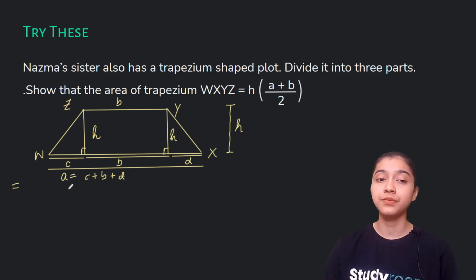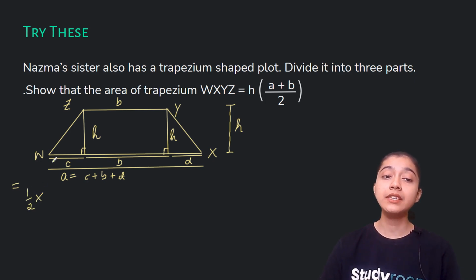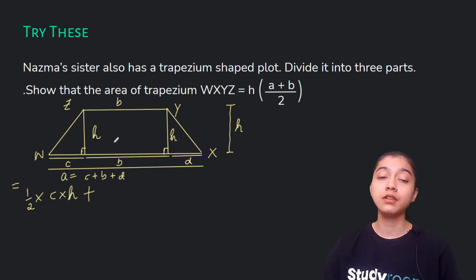area of the trapezium. So first of all, the area of the trapezium will be equal to the area of this triangle, that is half multiplied with the base of this small triangle, which is C, and the height is H. So the triangle is half C into H. Now in order to get the trapezium, we have to add the rectangle. The rectangle area is length into breadth. The length of this rectangle is B and breadth is H. So it will be B into H.